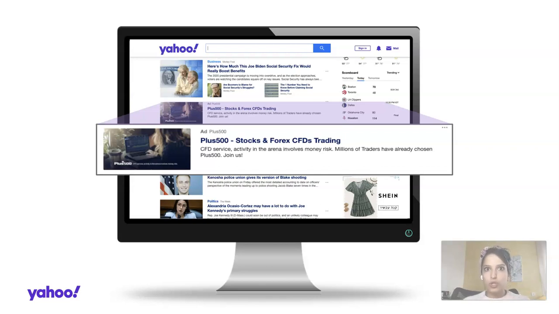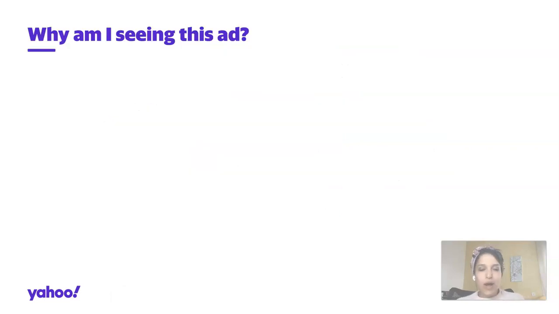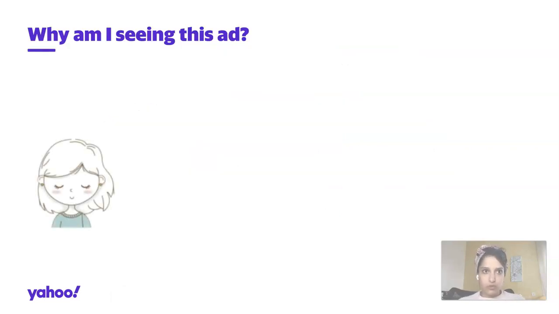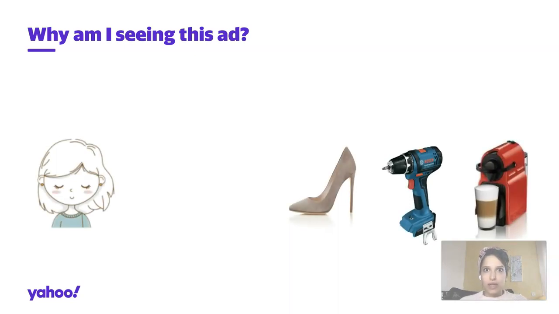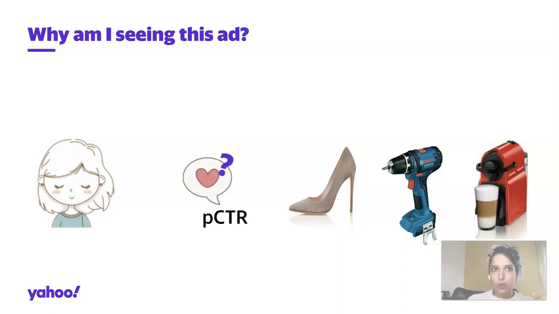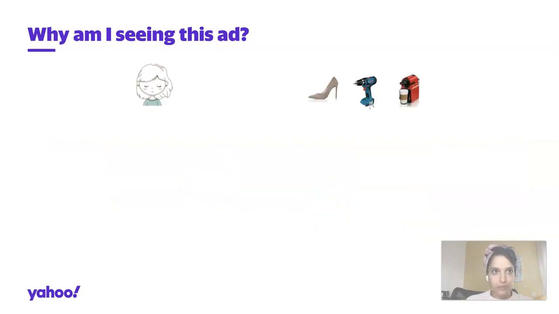So how do we choose which ads to present to our users? So why am I seeing this ad? Given a user and a pool of possible ads, our mission is to calculate for each ad the predicted click-through rate, the PCTR. In simple words, we need to calculate the probability that the user would click the ad. How do we calculate this?